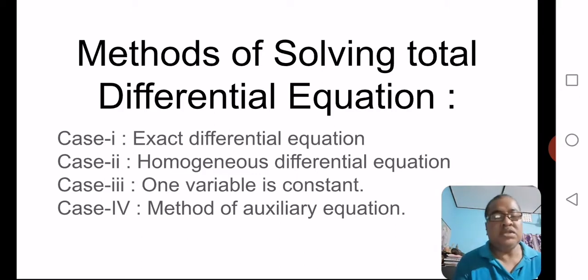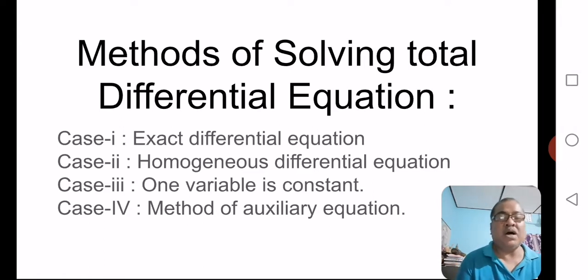In case of a homogeneous differential equation, we know that homogeneous means if every term of P is, suppose, x square plus y square plus z square, then this expression is a homogeneous expression. Similarly, if Q is like that, say x square plus yz plus zx, and R is also like this, then we can say that the differential equation is a homogeneous differential equation.